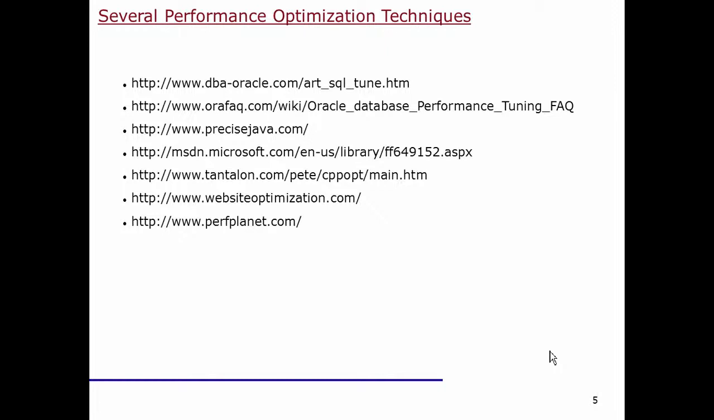And likewise, the next one is for C++ optimization. And then the next two are for website optimizations, where you can optimize your web page design and implementation. So there are a whole range of techniques available, and depending on where you have encountered the bottleneck, you can selectively choose which ones to apply.